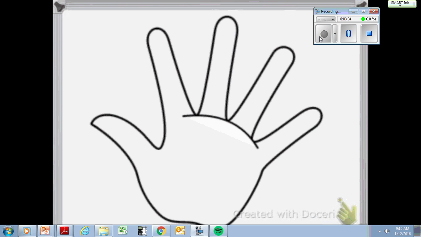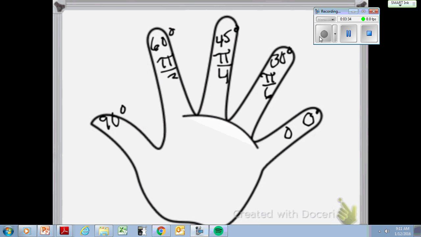All right, now I've got my hand back. I'm just going to write on my fingers, and no, you cannot do this during class. I'm going to write 0 degrees, 30 degrees, 45 degrees, 60 degrees, and 90 degrees. You can always put radians: 0, pi over 6, pi over 4, pi over 3, and pi over 2.